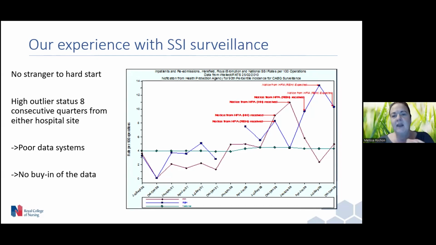Now, it doesn't mean that there is a problem, but rather it prompts you to look into whether there could be a concern. So you should, if you receive a high outlier notification, be looking at your infection prevention practices. You should be looking at your case mix, and you should be looking at your surveillance methodology. And I already commented about our data systems really being quite poor, like, paper, handwritten, using handheld calculators, and as a consequence, no buy-in of the data.